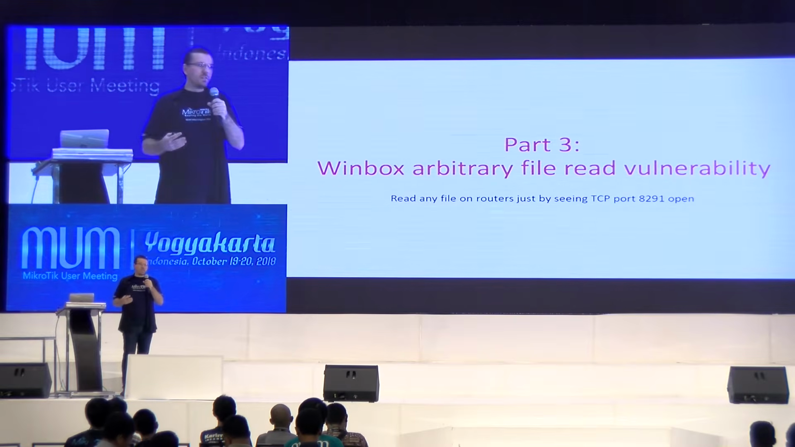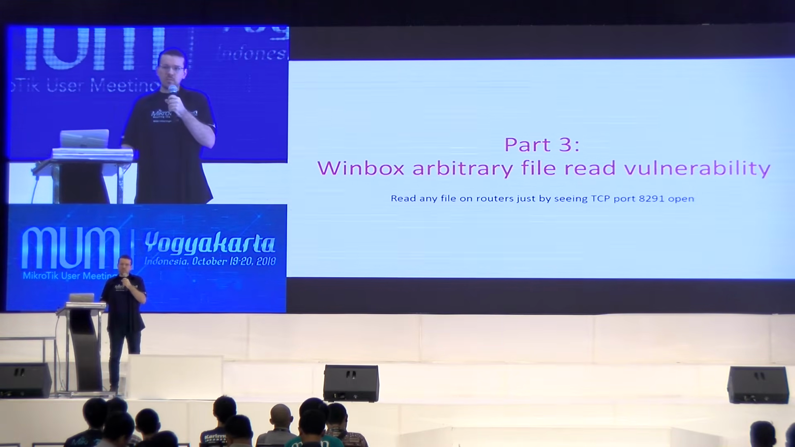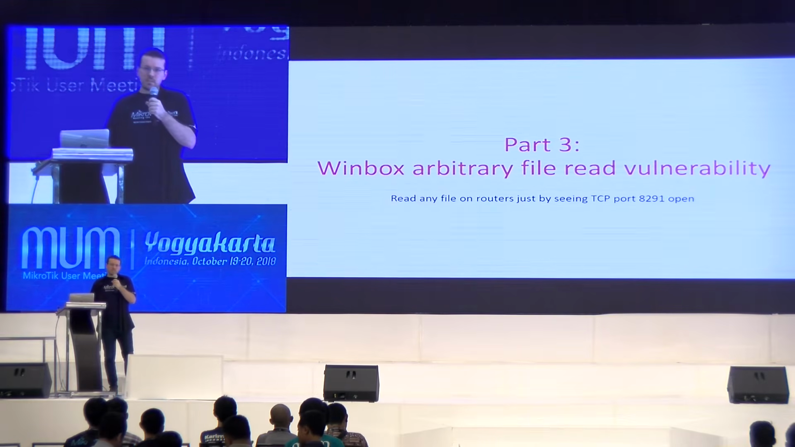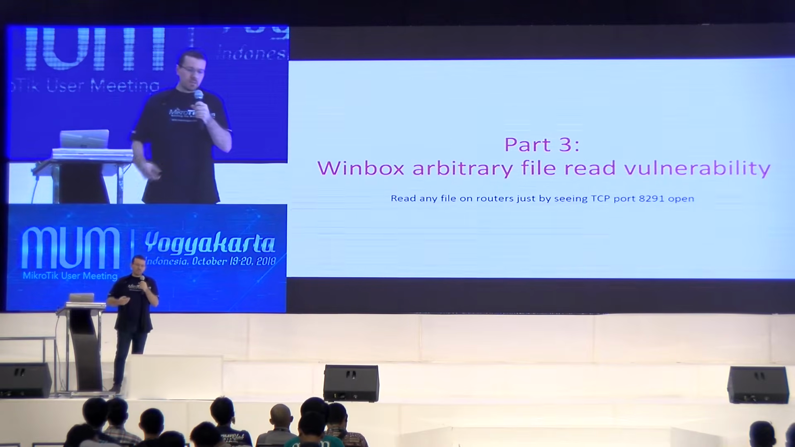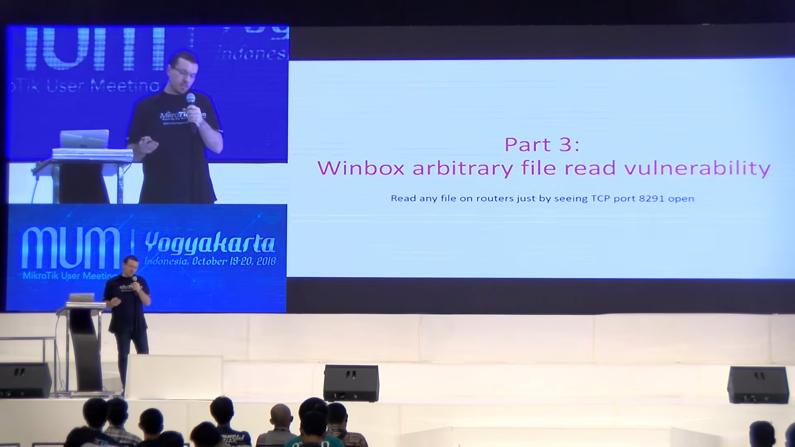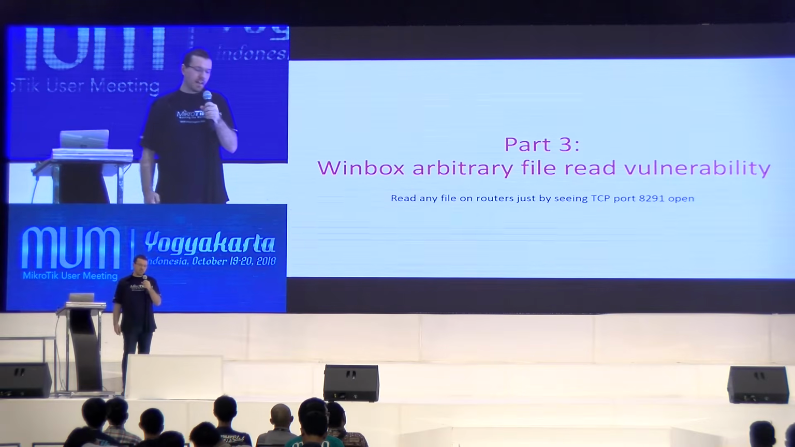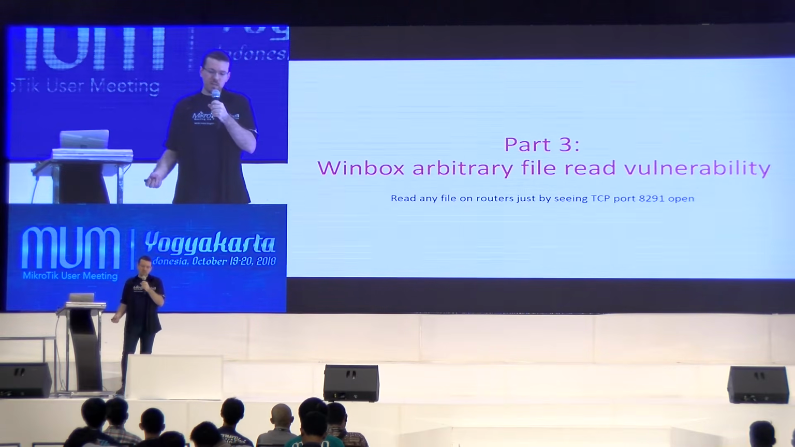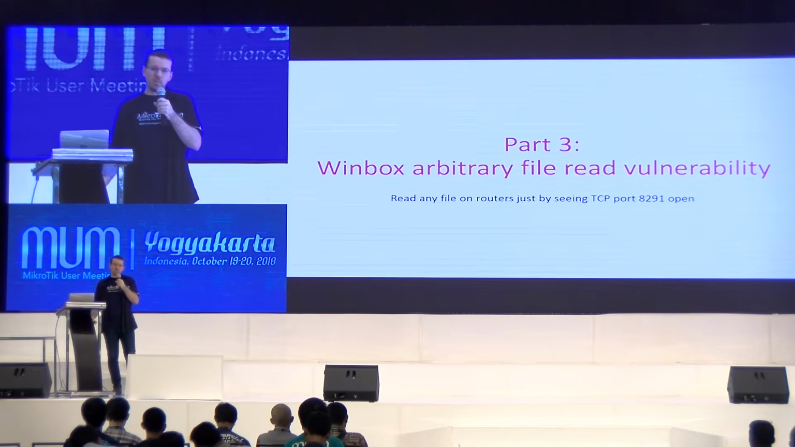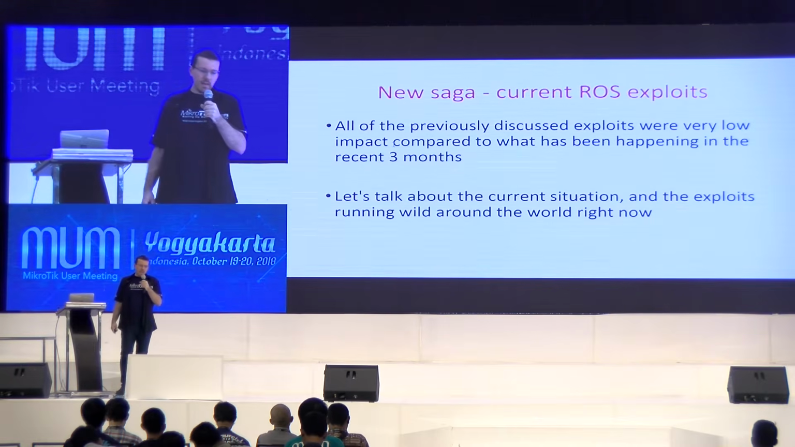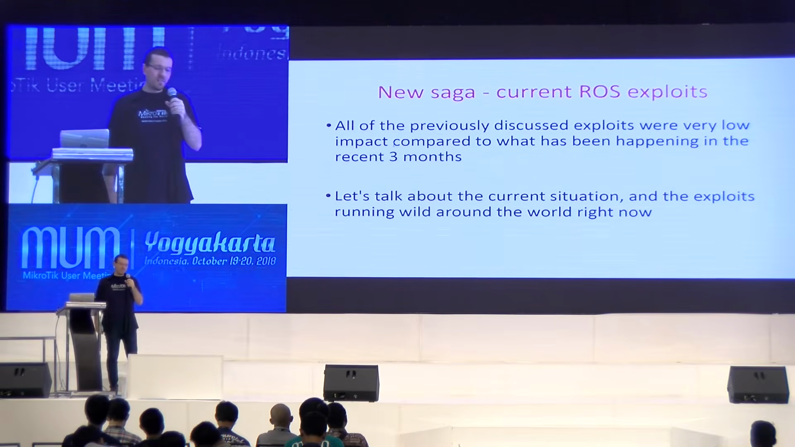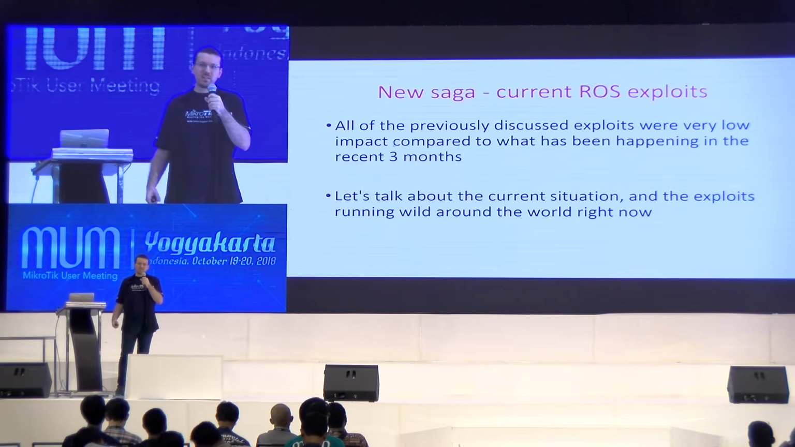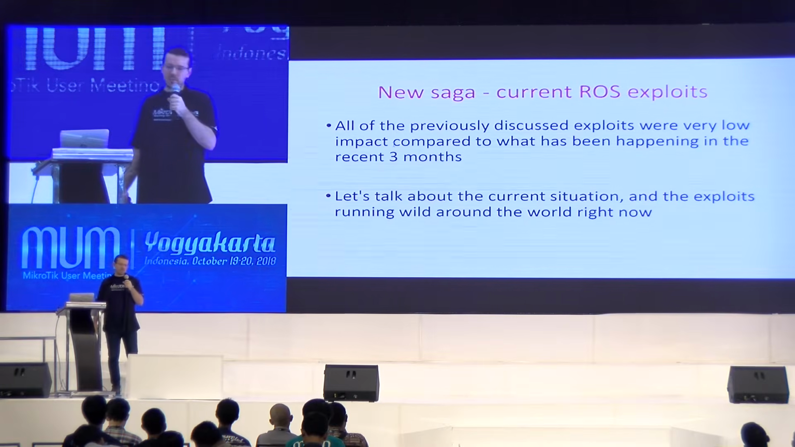So at first, when WikiLeaks published the original Vault 7, it took a little bit for attackers to figure out how to replicate and use this vulnerability. But what this vulnerability did allow is that anyone could read any file on the router just by seeing TCP port 8291 open, the Winbox port. So you could read any file on the router as long as you could see the Winbox port. And a new saga was born. So a whole new set of exploits that utilize this particular vulnerability are running wild around the internet right now.